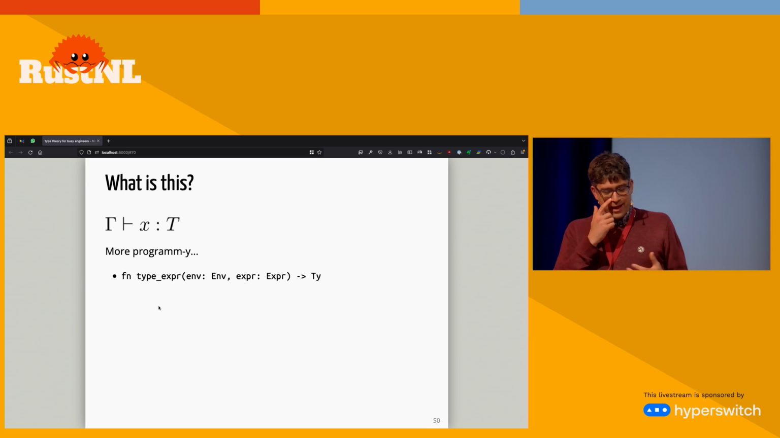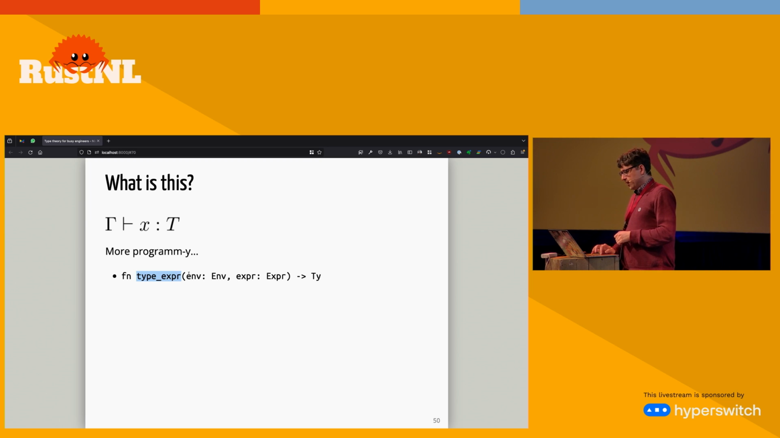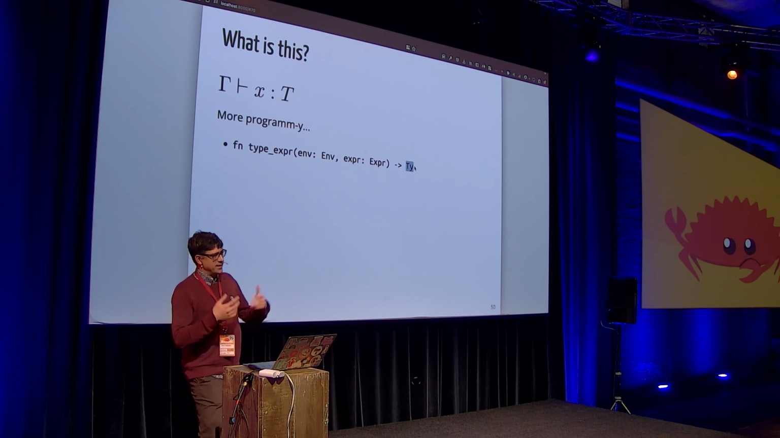But how will we write that formally? We're just going to write it like a Rust function. So we have to give it a name. I'm going to call it type expression because it computes the type of an expression. And then for each of the variables, they're going to show up as variables. But you'll notice that some of them, the first two, show up as parameters to this function, and the last one, the type that comes after the colon, is actually the return value. So that's a bit less abstract.